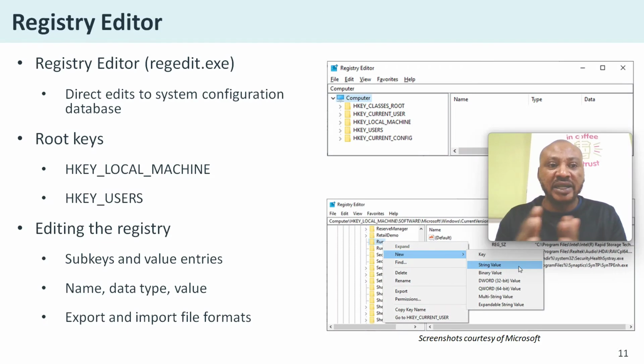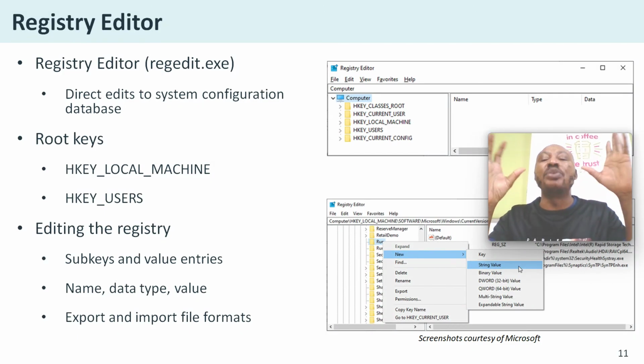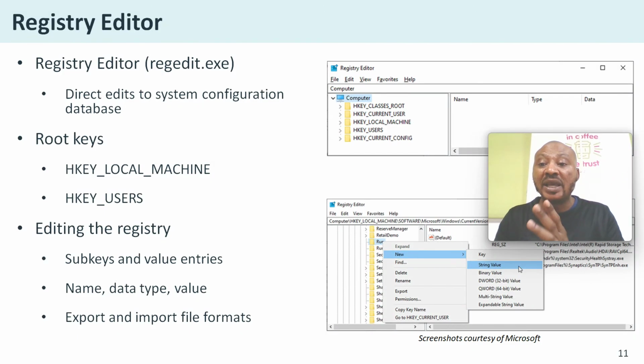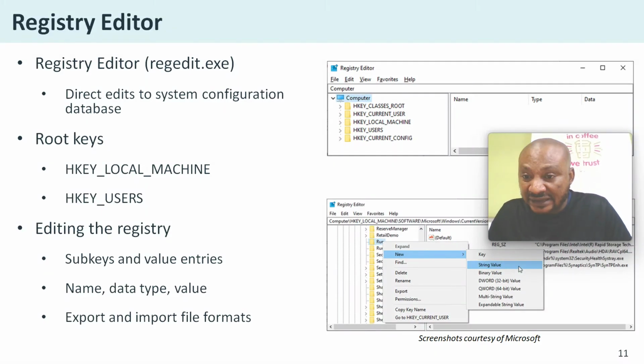Now, the registry is another very important aspect of the computer system. Look at the word registry. It registers every component, everything about the system, the OS, the monitor, the keyboard, the hardware, the software applications you install, the operating system, your user's profile, everything. The computer has a root folder where they store everything.